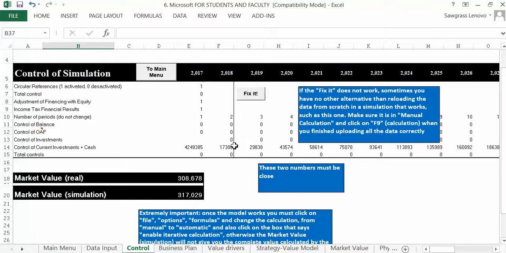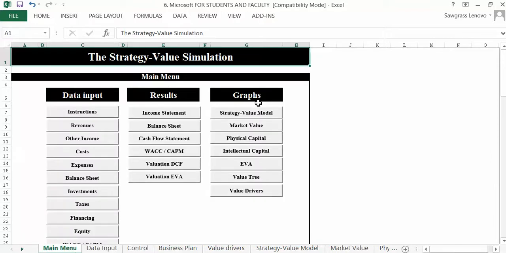Remember that you put everything in manual calculation. So once you put in any data and you are convinced that the data is correct, click on F9, so the system recalculates. Okay, let's come back to the graphs.